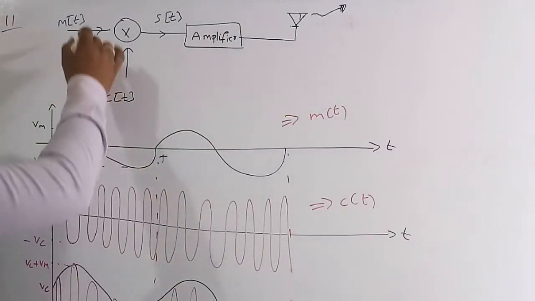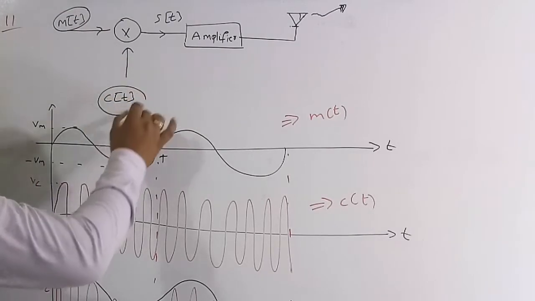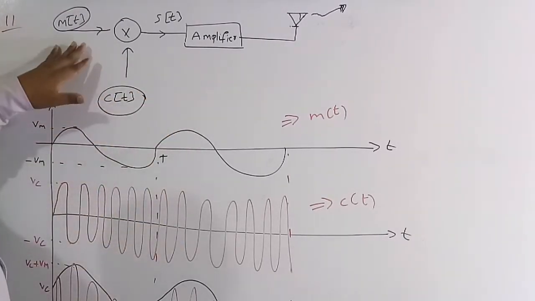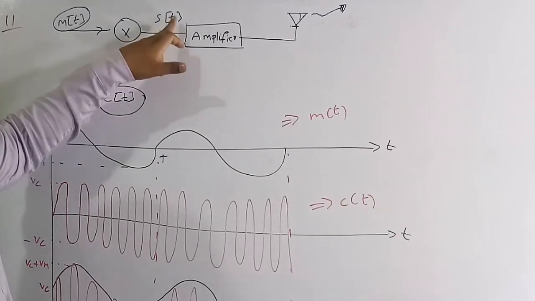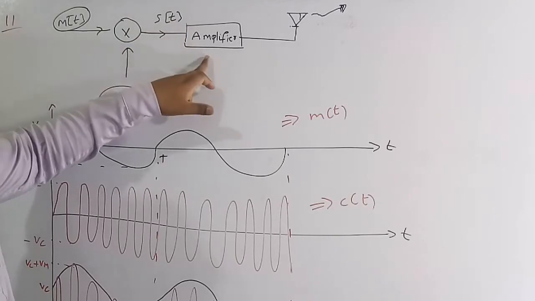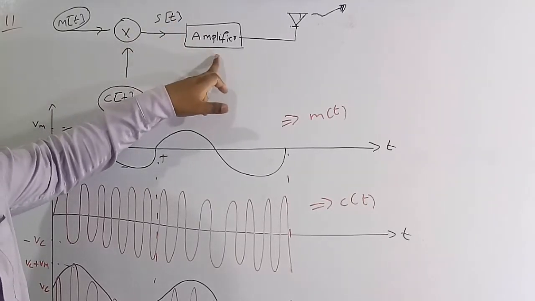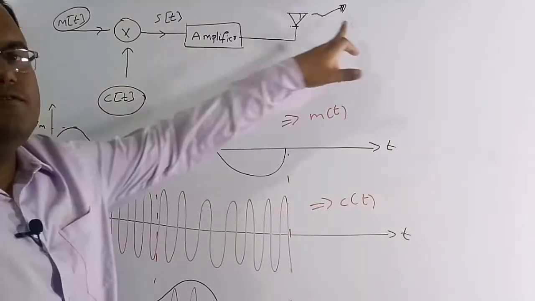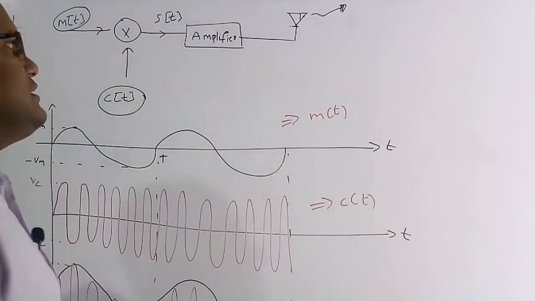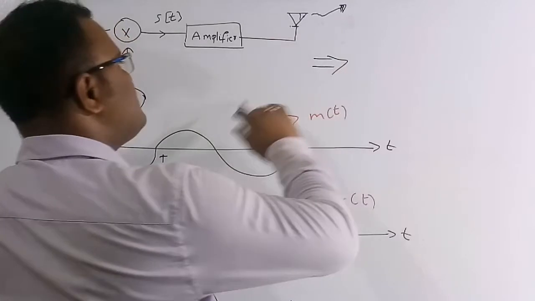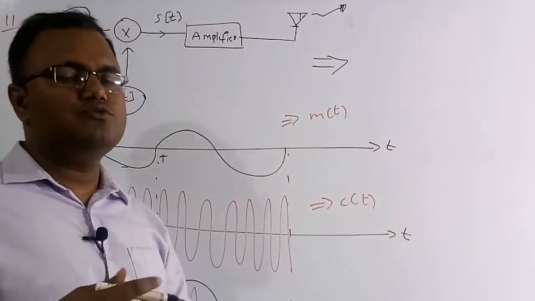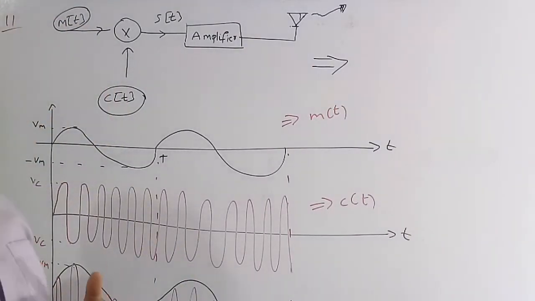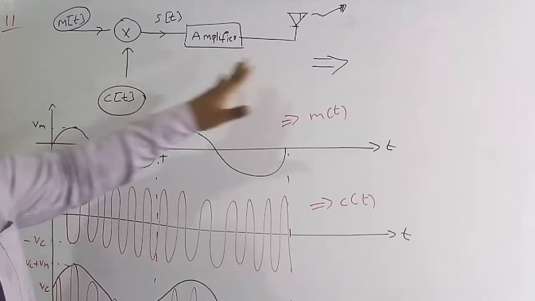So this message m(t) is nothing but a message signal, and c(t) is nothing but a carrier wave. Now we need to do the modulation of these two signals. Therefore, the output is s(t). Now this s(t) has to be amplified. By using the amplifier, we amplify this s(t) signal, and then the output is sent to the antenna. So this is a transmitter antenna. Using the transmitter antenna, we send this signal, and at the receiver end, we have to do the demodulation process. By using the demodulation process, we get back the message signal. So that is called demodulation.